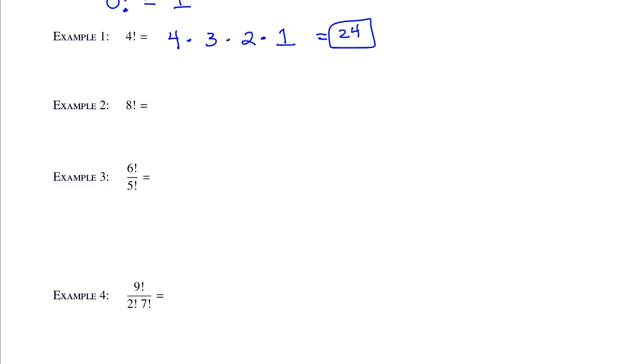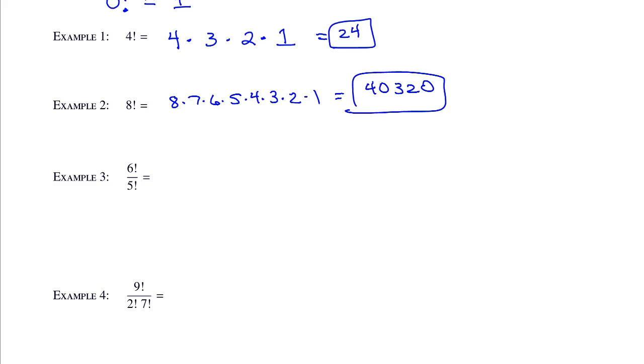All right, let's start. In example 2, 8 factorial would be 8 times 7 times 6 times 5 times 4 times 3 times 2 times 1. And what is that? 40,320? Yes. All right. In example 3, 6 factorial over 5 factorial. If you write this out, you'll see a pattern here.